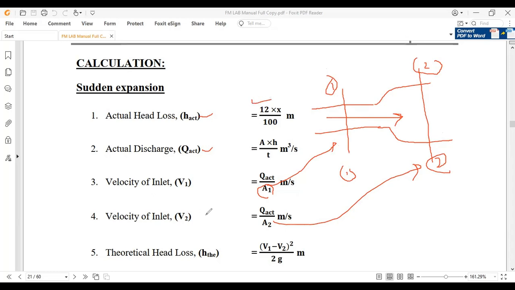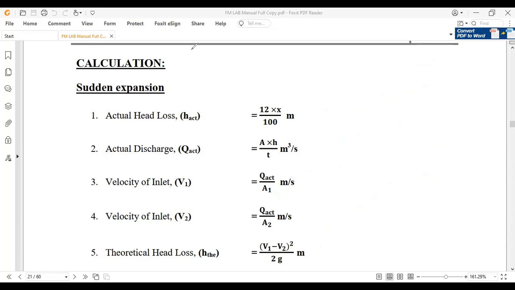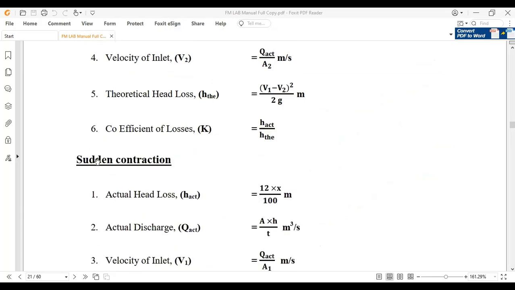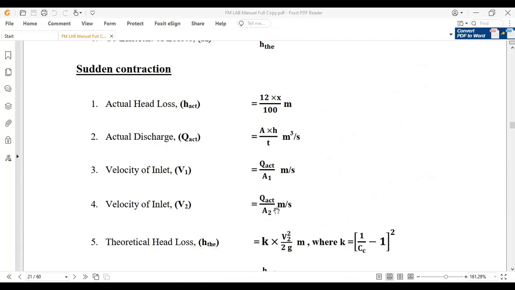Okay, this is the calculation part. Next, the coefficient of loss can be calculated as H actual divided by H theoretical. You get the coefficient of losses. This is about the calculation part of the minor losses. The same thing should be done for the remaining cases also. For sudden expansion and sudden contraction, the equations are there, but the theoretical head loss equation will change. Calculating V1 and V2 is the same, with the corresponding cross sections.